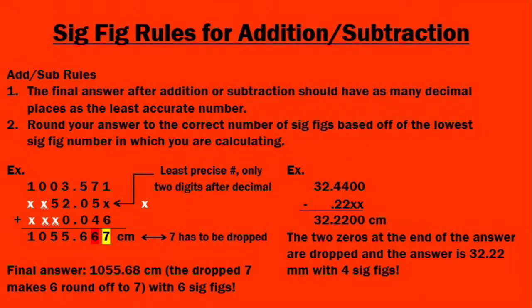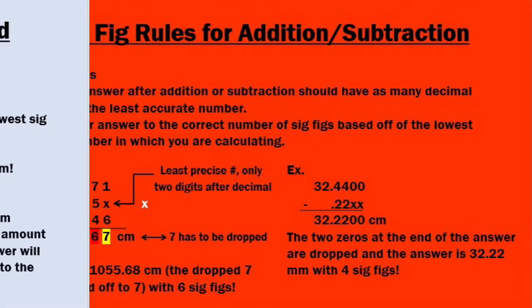Since we know that the significant figures are in every number or quantity that we observe, there are rules for adding and subtracting these quantities together. Number 1, your final answer after addition or subtraction should have as many decimal places as the least accurate number. Number 2, round your answer to the correct number of sig figs based off of the lowest sig fig number in which you are calculating.